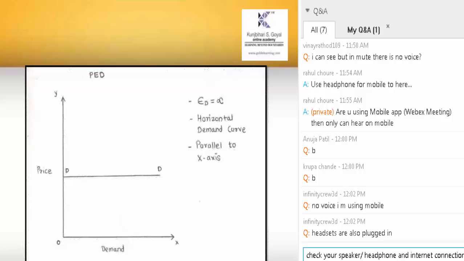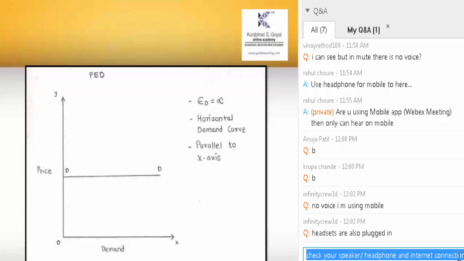Just as we wrote y, first draw an arrow on the line, then write x. Marking the origin is extremely important. Correct? So here, if you see, our demand curve is a horizontal straight line.